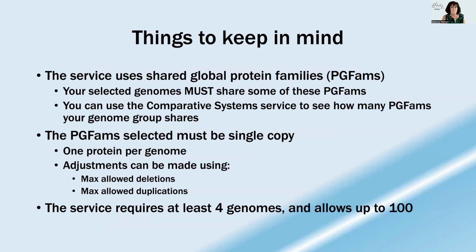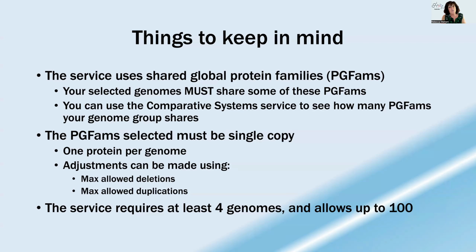Now, there are some things to keep in mind. I've already said that the service uses the global protein families, the PGFAMs. The genomes have to share some, or it can't generate a tree. It's got to share some protein families. Now, if you are questioning whether your group of genomes have enough protein families shared between them, you could use comparative systems, and that will show you if they have at least enough protein families in common. The PGFAM selected must be single copy. That means one protein per genome.